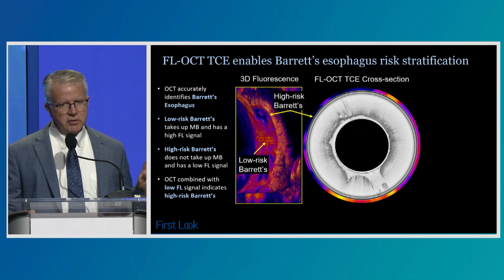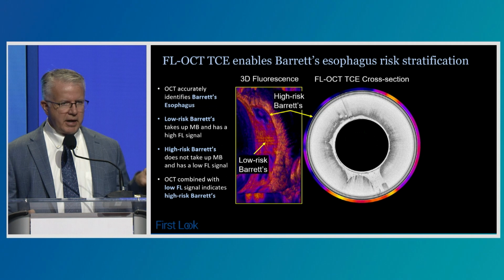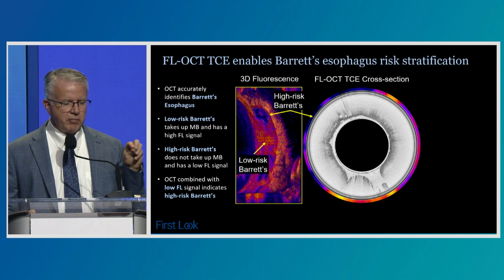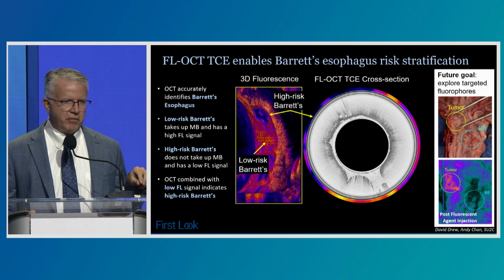OCT can accurately detect Barrett's. Low-risk Barrett's takes up the methylene blue stain and has a high fluorescence signal, but high-risk Barrett's does not take up the methylene blue stain and has a low fluorescence signal. So when we see Barrett's by OCT and low fluorescence with our fluorescence imaging modality, we know we have high-risk Barrett's. And in the future, we're going to explore targeted fluorophores that look at byproducts of genetic mutations of Barrett's to further increase our predictive capacity of this technology for determining which patients have the highest risk Barrett's that will develop into cancer in the future.